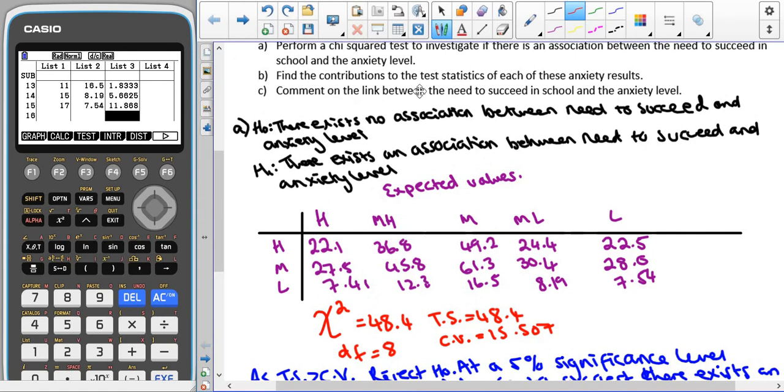So then for part C, we're trying to comment on a link between the need to succeed in school and the anxiety levels.